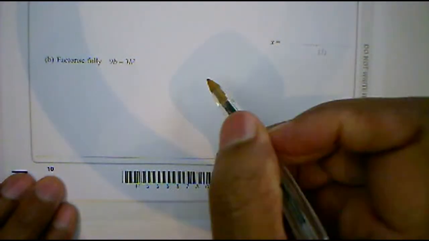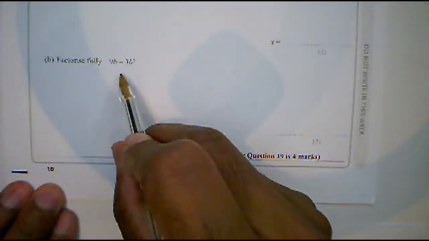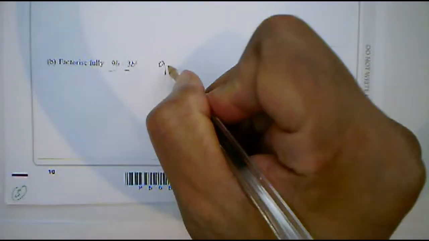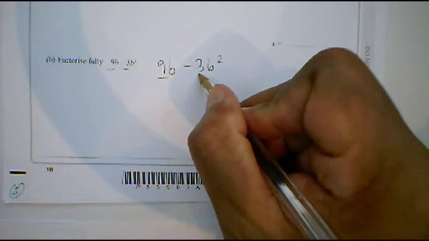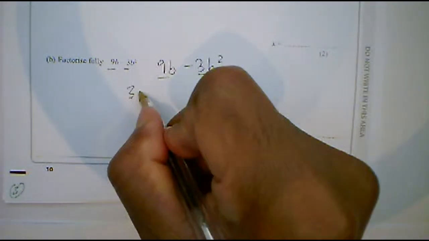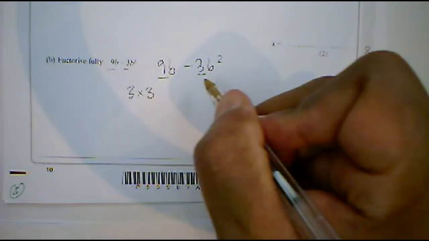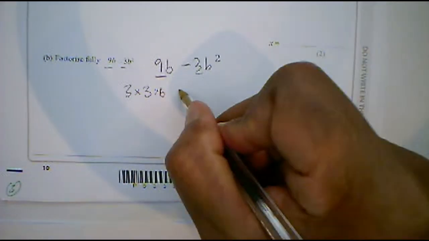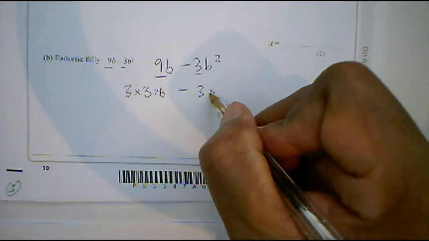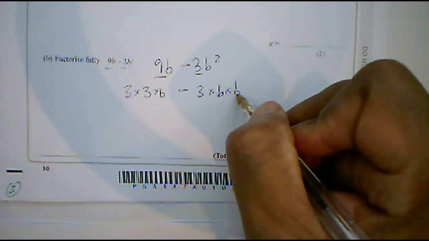Okay, so this question says, factorize fully 9b take away 3b squared. So I look at my number parts, 9 and 3. Let me just rewrite this so that I have more space. So I can see 3 times 3 gives me 9, and then times this by b. And I can separate these out as 3 times b. b squared is b times b.